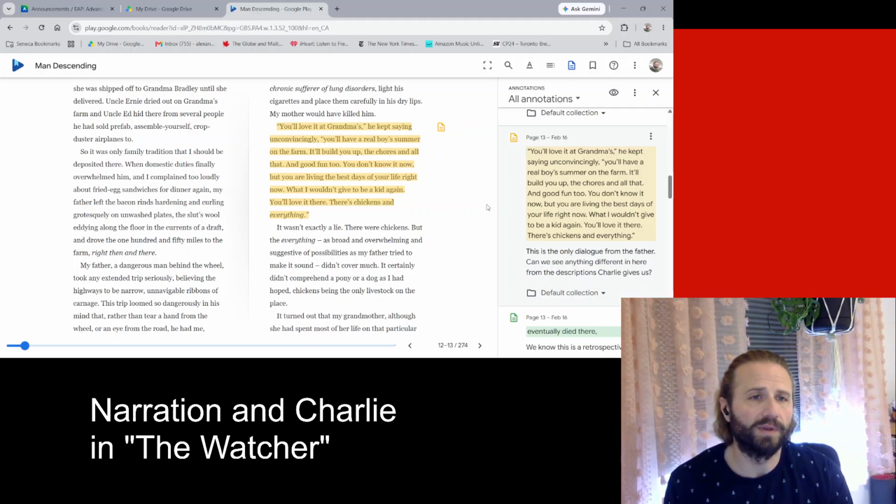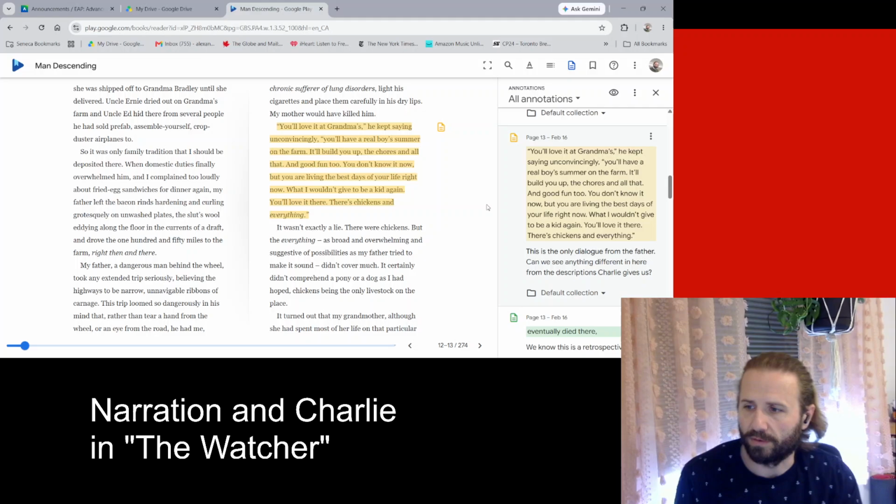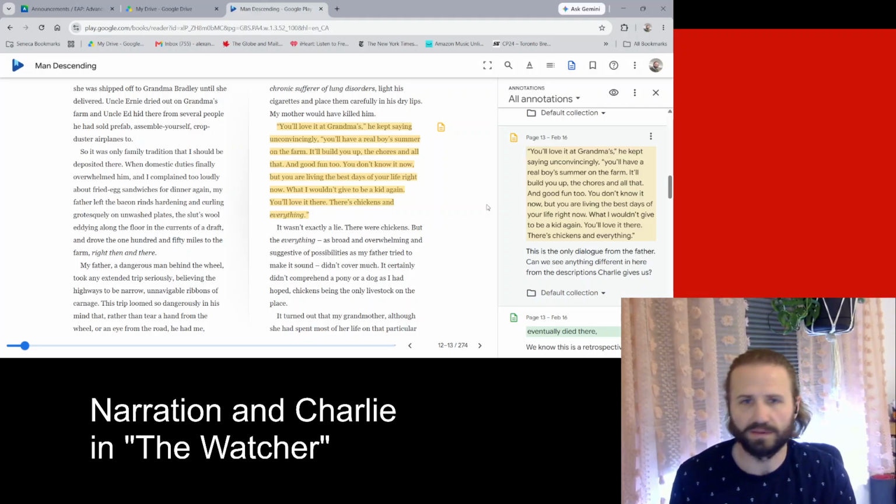That's an important part of the reader's role here. That's exactly what good first person narration does. It makes us feel close to the narrator while also forcing us to read critically. And the watcher does both of these things.